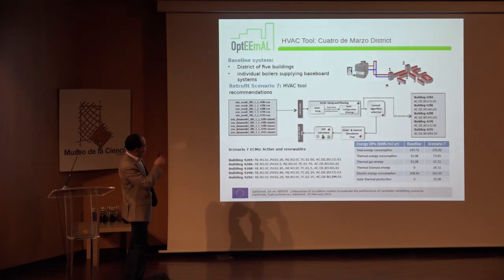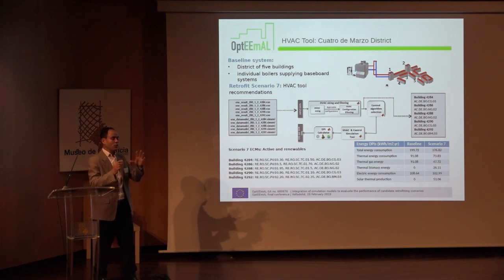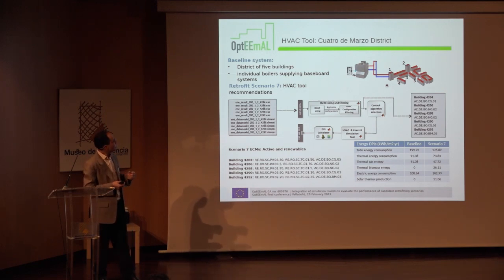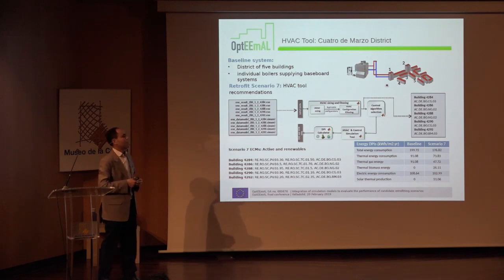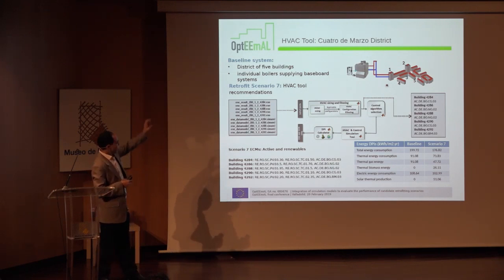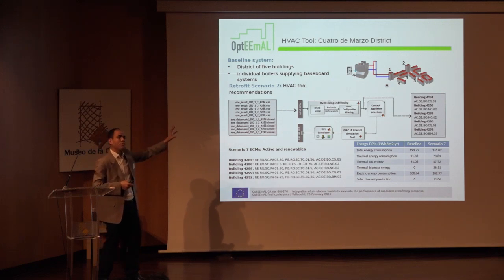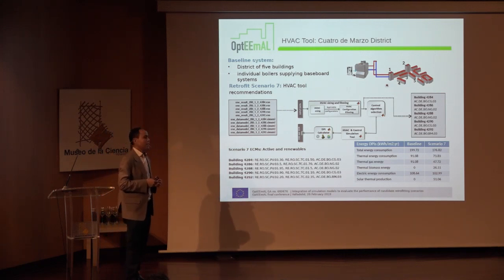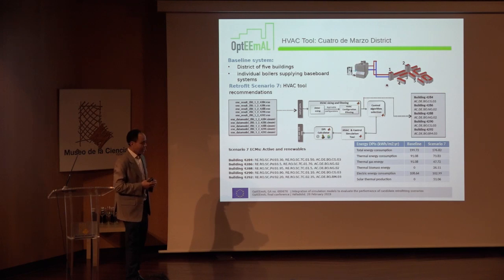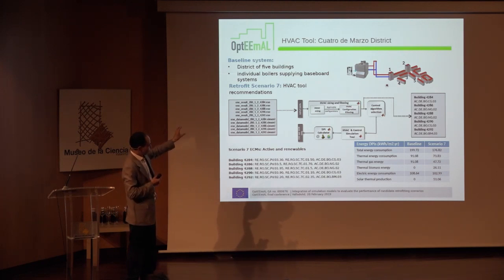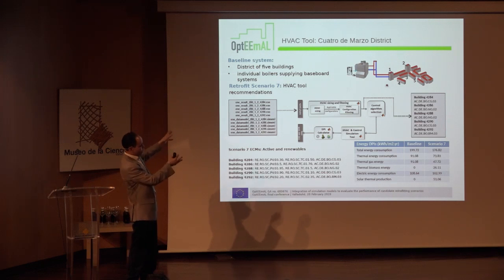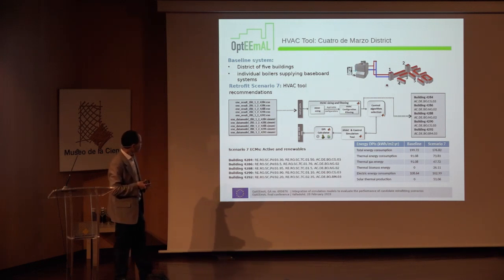And this is my last slide. It's an application of the tool functionalities to the Cuatro de Marzo district that we have been discussing this morning. Looking at the baseline system, we have 5 buildings in the district, and the energy system is individual boilers supplying baseboards, a radiator system. The tool will run different scenarios, simulate, and calculate KPIs. Here I'm focusing on one specific scenario, just for the sake of presentation.